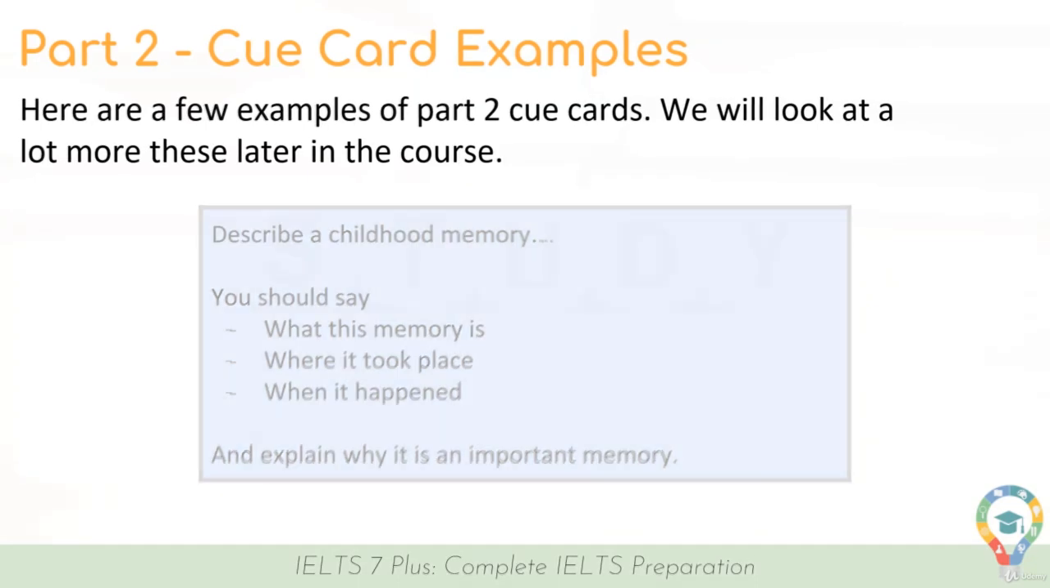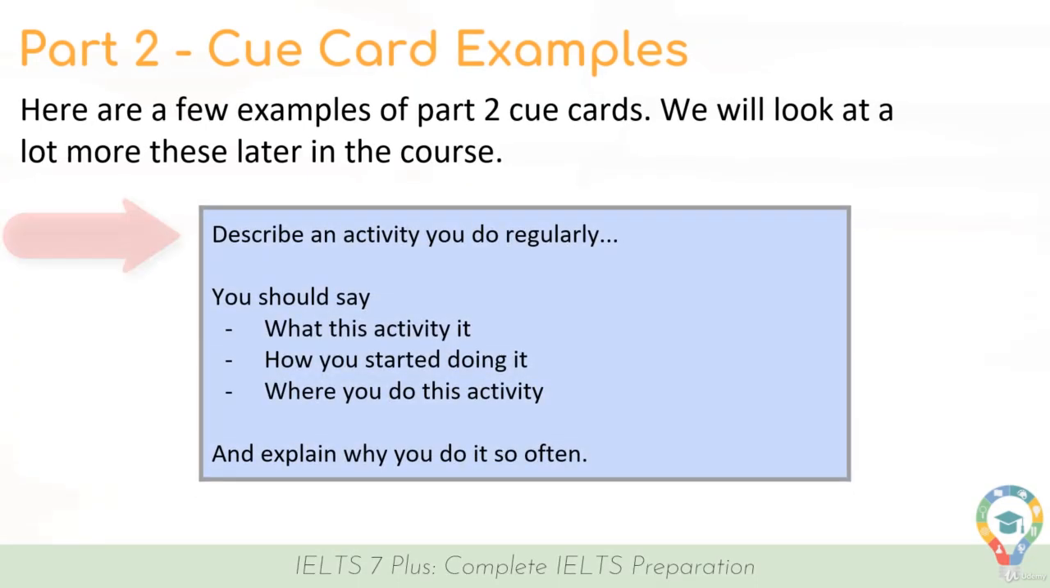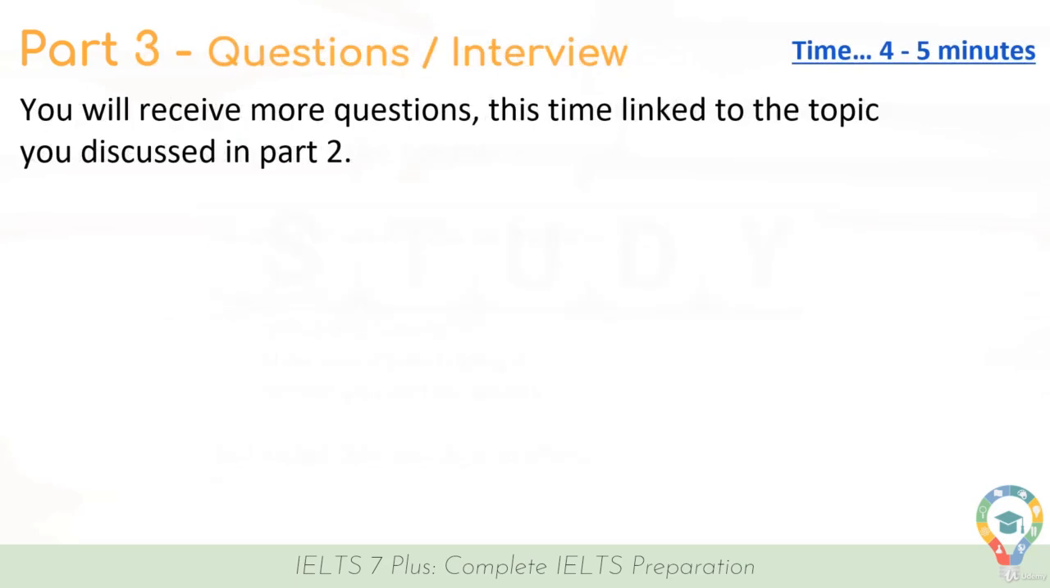Here is a second example. Describe an activity you do regularly. You should say what this activity is, how you started doing it, where you do this activity, and explain why you do it so often. Again, hobbies and activities are a very common topic on the IELTS speaking test. So here are 2 examples of common Part 2 cue cards. Let's move on to take a look at Part 3 of the IELTS speaking test.